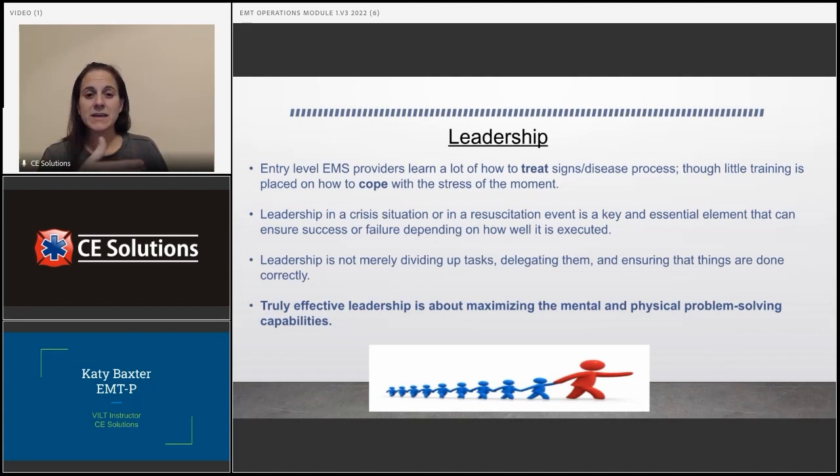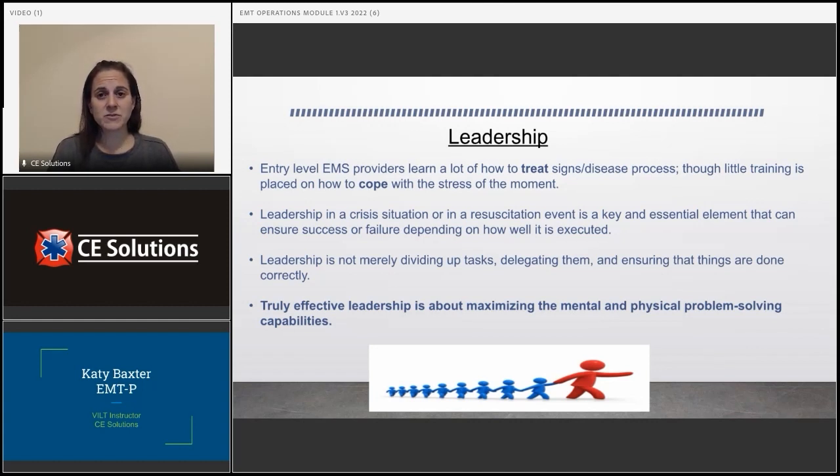You need somebody who can lead the call and guide it. Multiple people can. However, we need one clear voice, whether it be a CPR or a car accident. We need one clear voice with set specific instructions for us to delegate and give us that opportunity to reciprocate that leadership in our own role and to be professional enough to do our jobs when we're called upon to do them. Leadership is not merely dividing up tasks or delegating them and ensuring that things are done correctly.